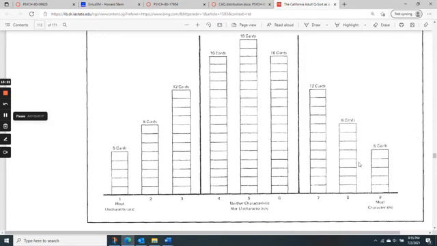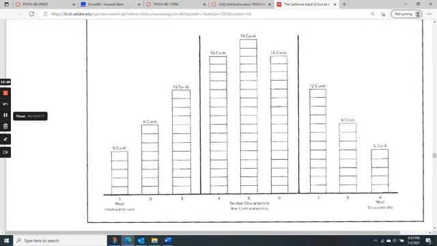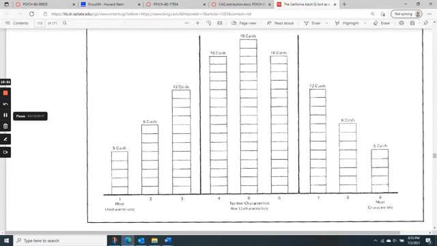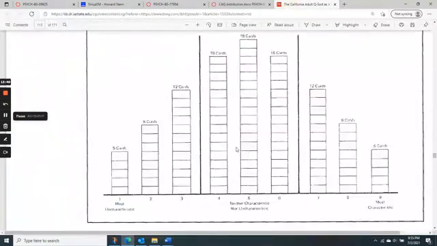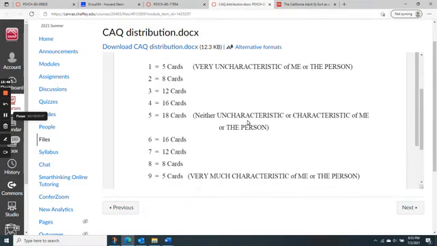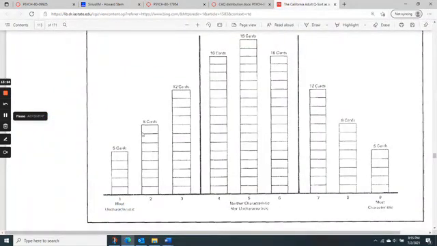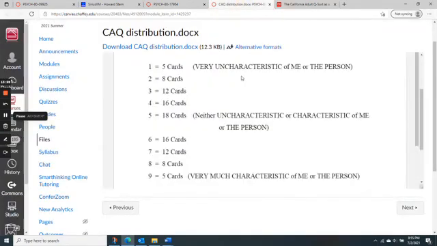Over here on the far right, the cards are very much describing the person you're doing the sort for. We call it very characteristic. If you look at the CAQ, it says very much characteristic. So that's the 9. When we get to the middle, that's where they're either in the middle or we don't have information, so in the distribution we call it neither uncharacteristic nor characteristic. Then we get down here, and there are very few of those things that are the opposite, which we call very uncharacteristic.